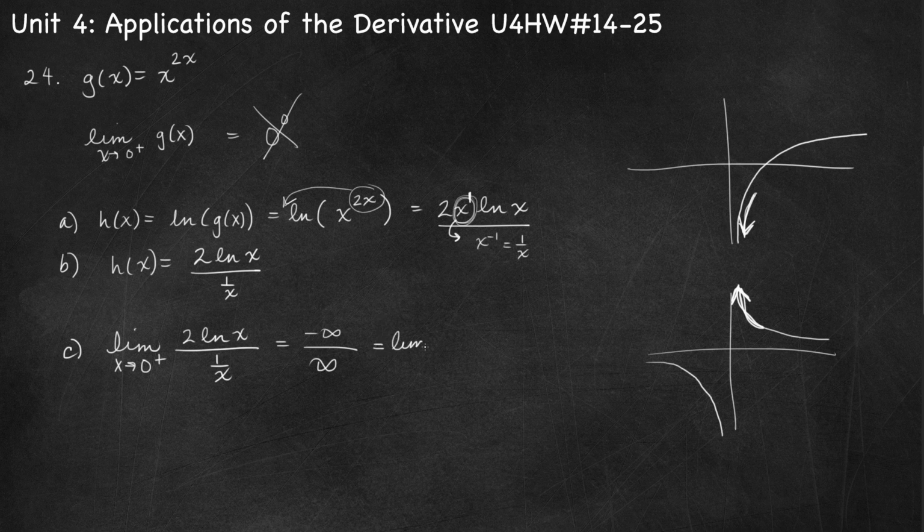So this is going to equal the limit as x approaches 0 from the right-hand side, 2 times the derivative of ln x, so 2 times 1 over x, over the derivative of 1 over x, which is negative 1 over x squared. Now if I simplify this, instead of dividing by negative 1 over x squared, I flip and multiply. I have 2 times 1 over x times negative x squared, which is just going to give me negative 2x. And then when I find that limit using substitution, I get 0.